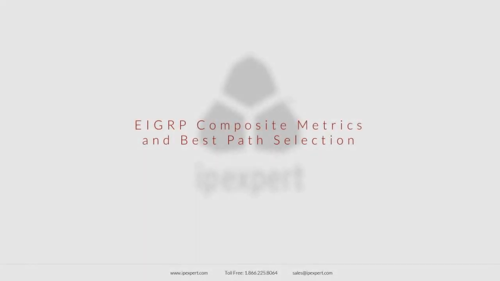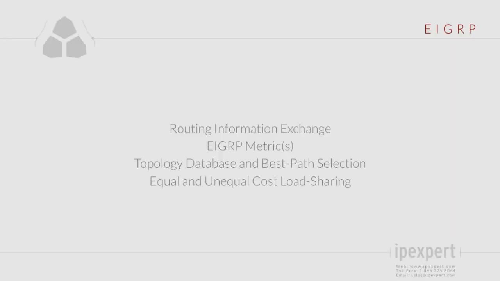In this module, we are going to talk about EIGRP metrics, the composite metric, and some of the other metrics that EIGRP might use in some circumstances, and the best path selection process in EIGRP. But this is not going to be so simple and straightforward as you might expect.